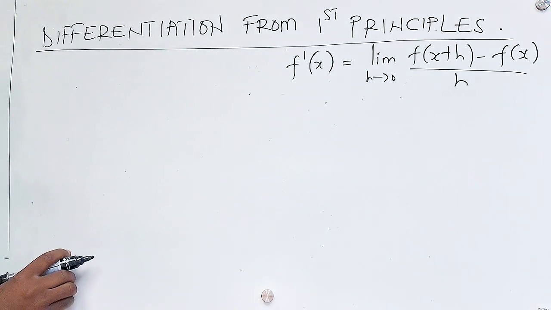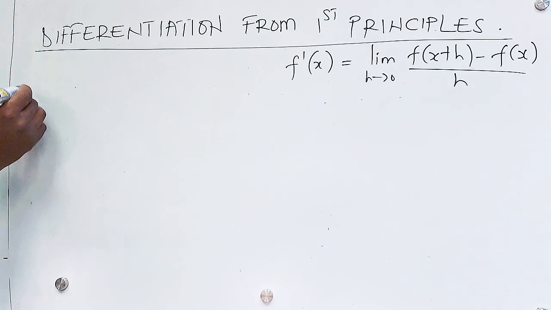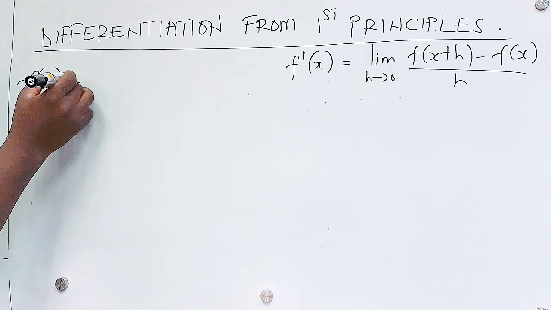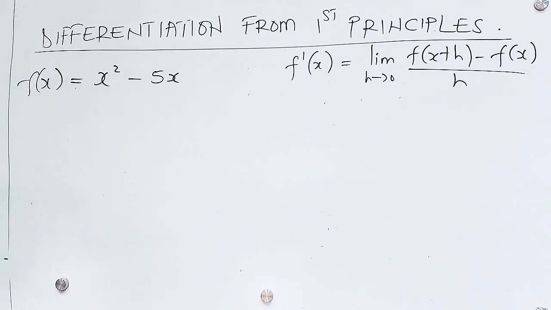So the first derivative of our function f of x is equal to the limit as h approaches 0 of f of x plus h minus f of x over h. So let's have an example. f of x is equal to x squared minus 5x. Let's say we want to differentiate it from first principles.